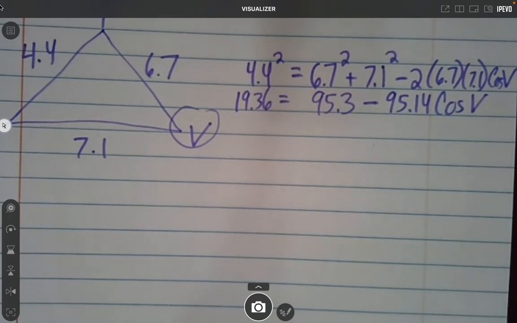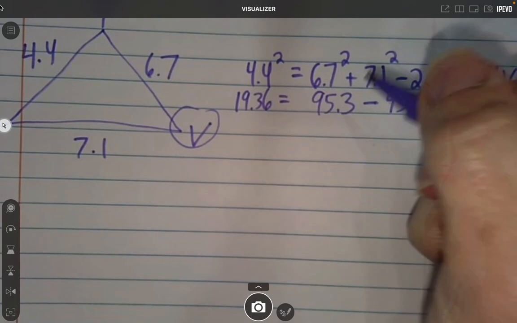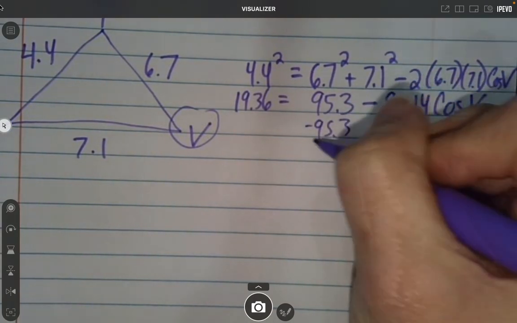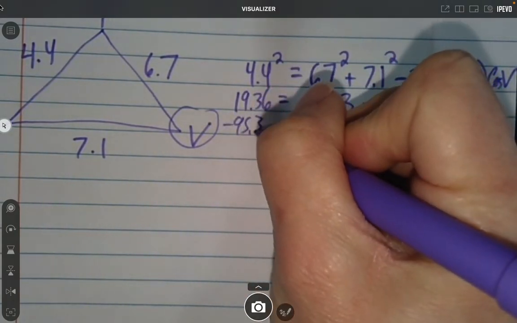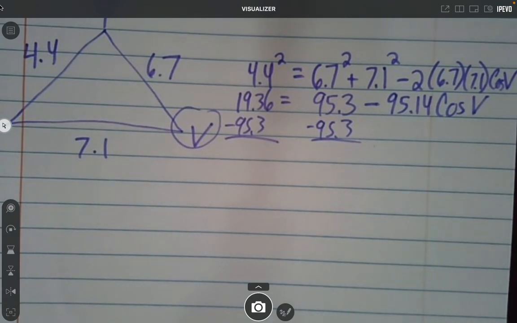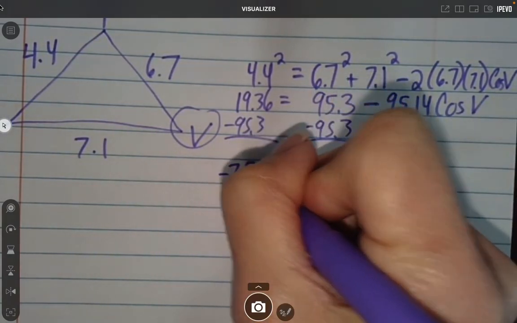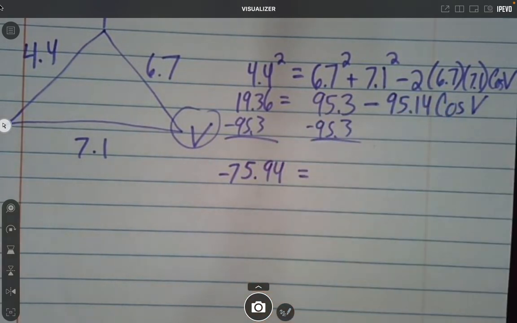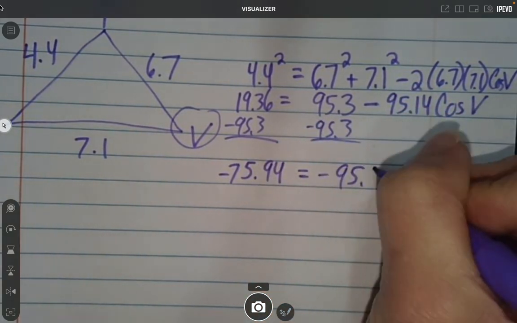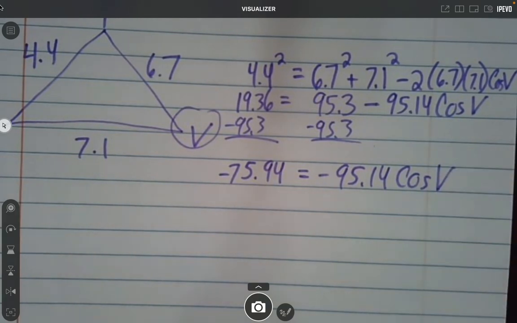So let's actually go through the problem. So y'all said we're going to subtract 95.3. Actually, I could just look at my paper. What is that? Negative 75.94? Okay. Negative 75.94. And then I get this number over here. Is everybody good with that?